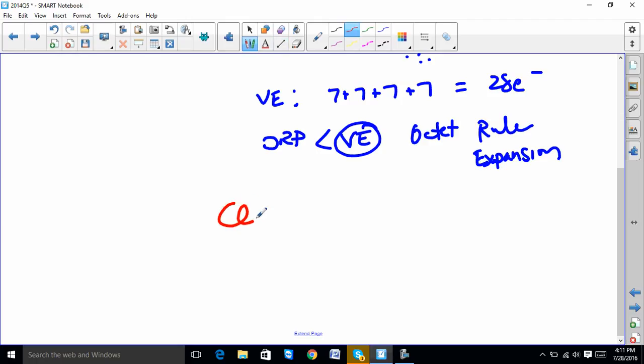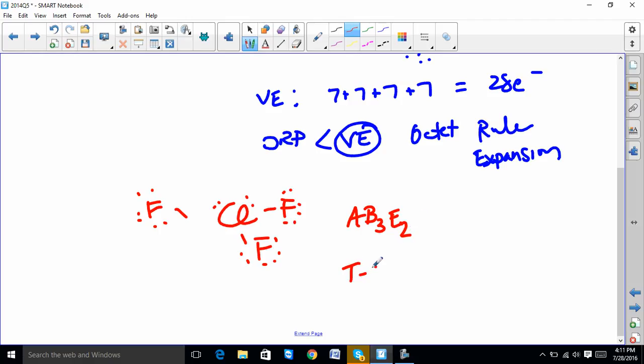But you're going to have chlorine with the fluorine around the outside, 3 of them. And then these are still going to have 6 dots, and this is still going to have 6 dots, and this is still going to have 6 dots. But instead of this having 2, 4, 6, 8, it's going to have 10. And so this ends up being an AB3E2, which is a T-shaped molecule. They didn't ask for that. They just asked for the sketch, but I know the next part of the problem that's coming.